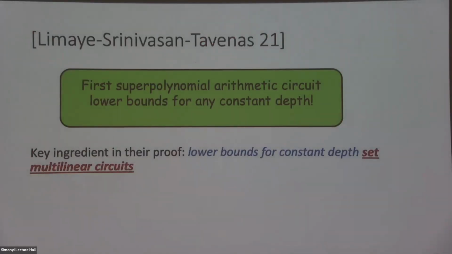Okay. So let me tell you a little bit about how this LST proof works. A key ingredient in their proof of lower bounds for constant depth circuits is to first prove lower bounds for constant depth set multilinear circuits. So set multilinear circuits will play an active role in the rest of this talk. So I will motivate what these objects are.